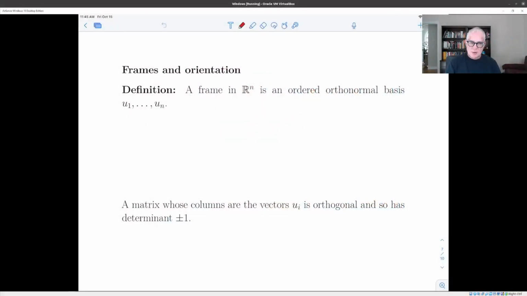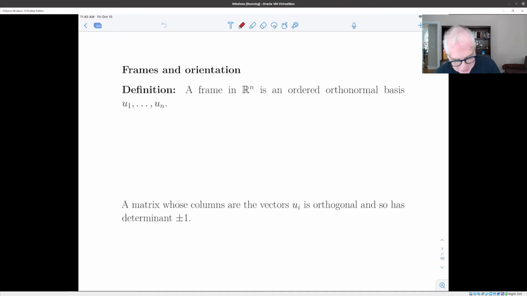And what does this sign of the determinant mean, since orthogonal groups have so much to do with geometry? To explain that, I just want to take a little bit of a detour into the notion of frames and orientation. So a frame in Rn is an ordered orthonormal basis. So it's not just an orthonormal basis, but the order of the elements matters.